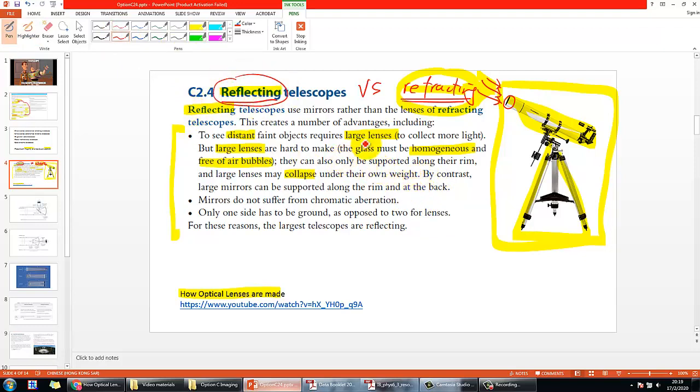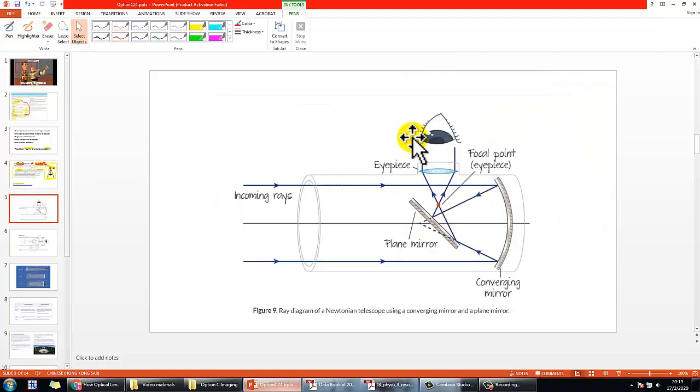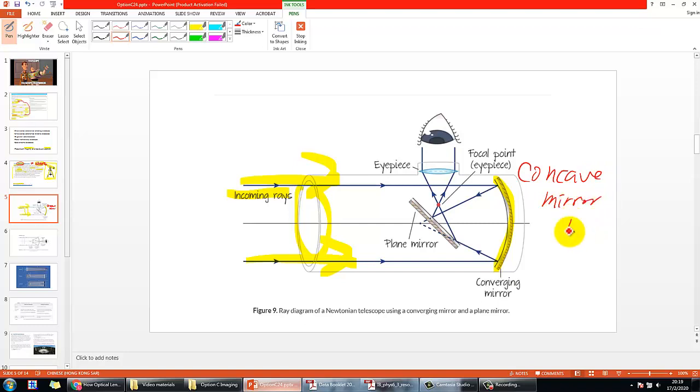because for a reflecting telescope, I'll come back to this page, this is the Newtonian design, where you can see the light coming in this way, and this way. This is a hole, and then the light gets reflected along this mirror. This is the converging mirror, that is the concave mirror. It's like the convex lens. Just a quick note: the concave mirror is acting like a convex lens, and that's why we call it converging, because both of these converge the light to a certain point.